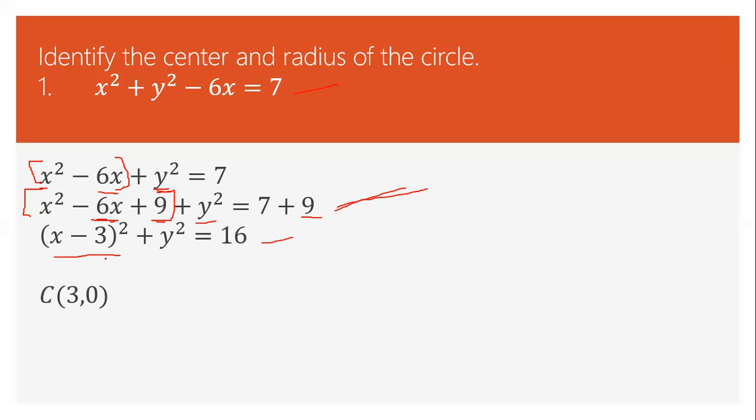So since we derived the standard equation of the circle, makuha na to iyahang center and radius. So the center is 3, 0. And the radius, may r squared, so square root of 16. So r is equal to 4.